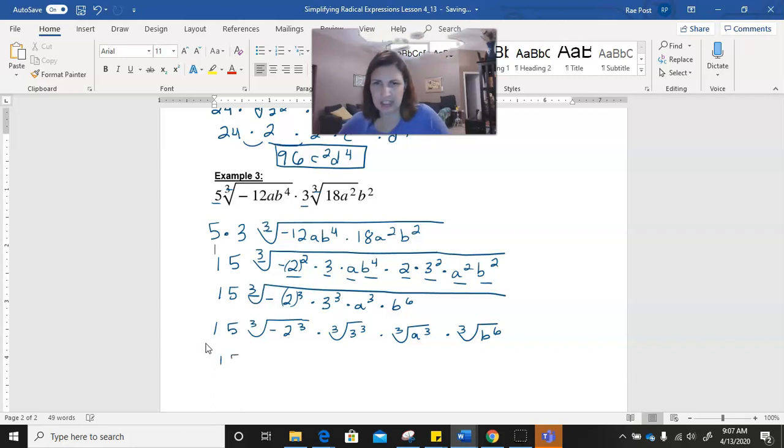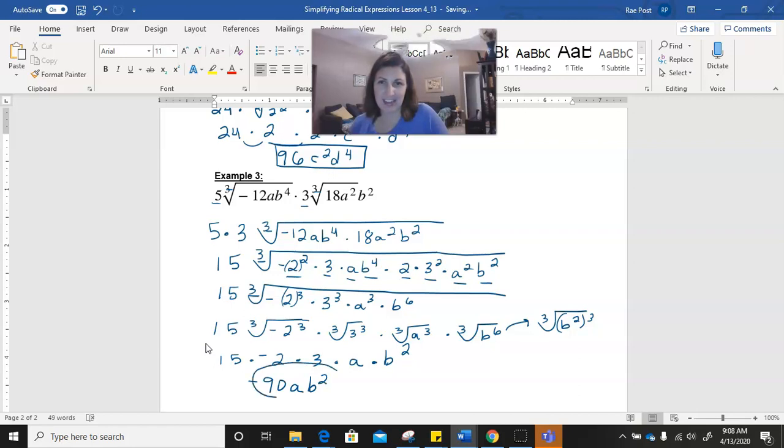So you guys can look at it like it's a 15 times a negative 2 times 3 times a times, hopefully you guys remember this over here can be written as b squared to the power of 3. So that would actually be b squared right here. So when you multiply all of that together, you guys should end up 15 times 2 is 30 times 3 is going to be negative 90 a b squared. And that is it. And hopefully that's what you guys got for this example.